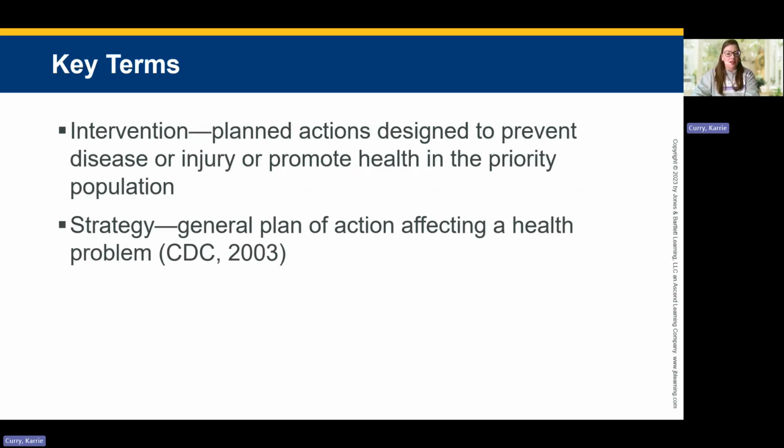Let's pause on definitions. An intervention is a planned action intended to prevent disease, reduce injury, or promote health in a priority population. Planning is what distinguishes an intervention from a one-time activity. Strategy, on the other hand, is a little bit broader. Think of strategies as the overall blueprint and interventions as the specific actions within that plan.